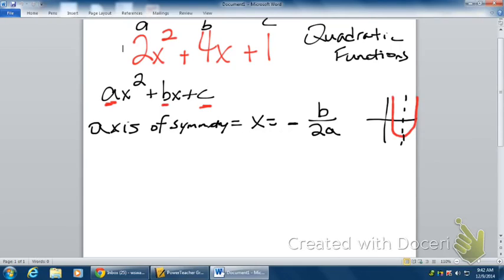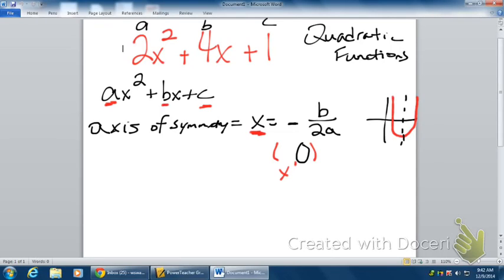Now, what this is going to give you is the x value. Think of it as your coordinates. If you work out this equation, it's going to give you the x value. So you don't know what the y value is. All right, so when you're trying to figure out the axis of symmetry, the only thing you want to do is figure out the x value at which there's essentially a line down the middle of the graph. So far, so good.